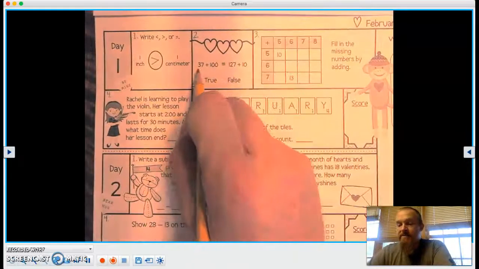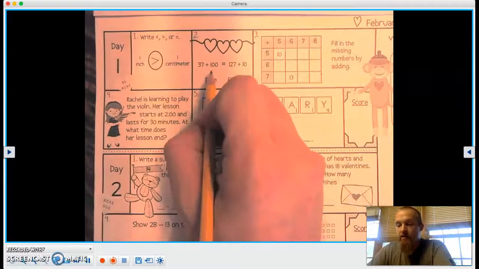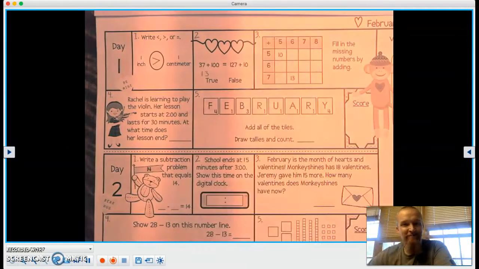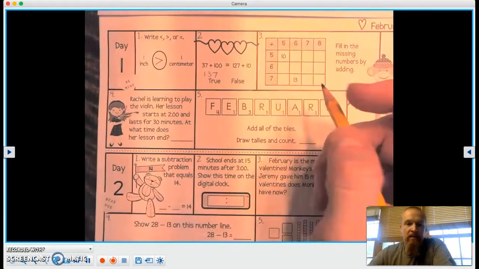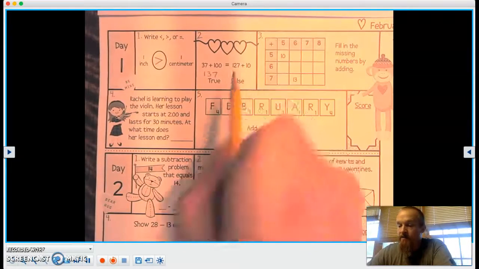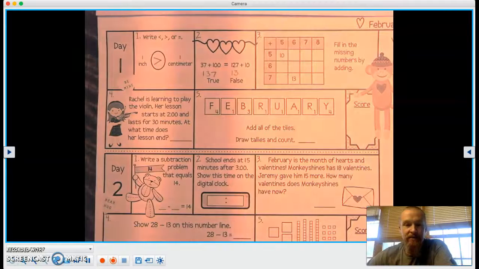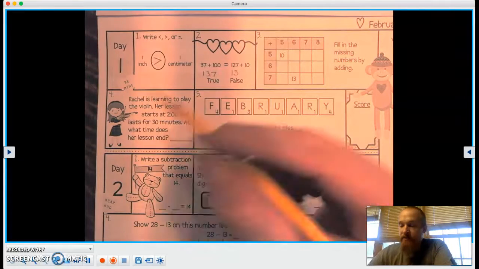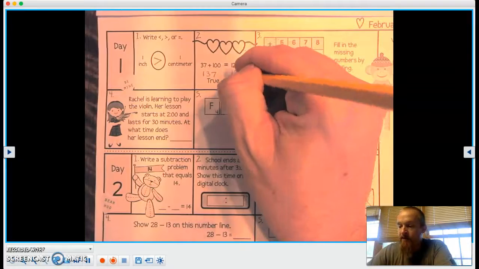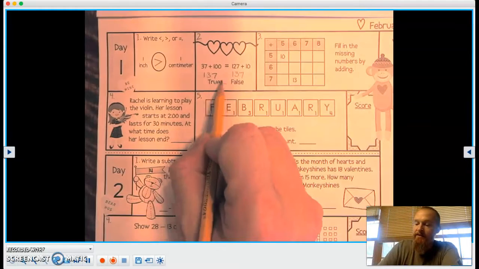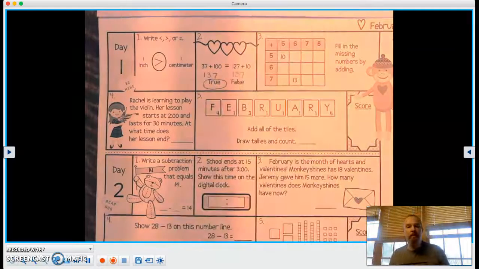All right, number 2, 37 plus 100. Well, you have a 1 in the hundreds column, a 3 in the tens column, and a 7 in the ones column. Now we come over here again, 1 in the hundreds. You have 2 plus 1, so there's 3 in the tens column. And then you have 7 plus 0 is 7. So these two are equal. So our answer is true. 37 plus 100 is equal to 127 plus 10.